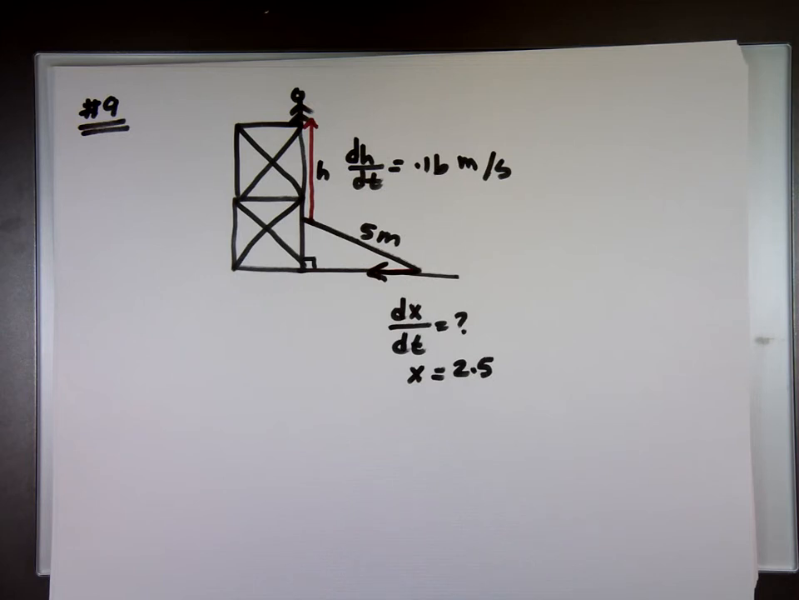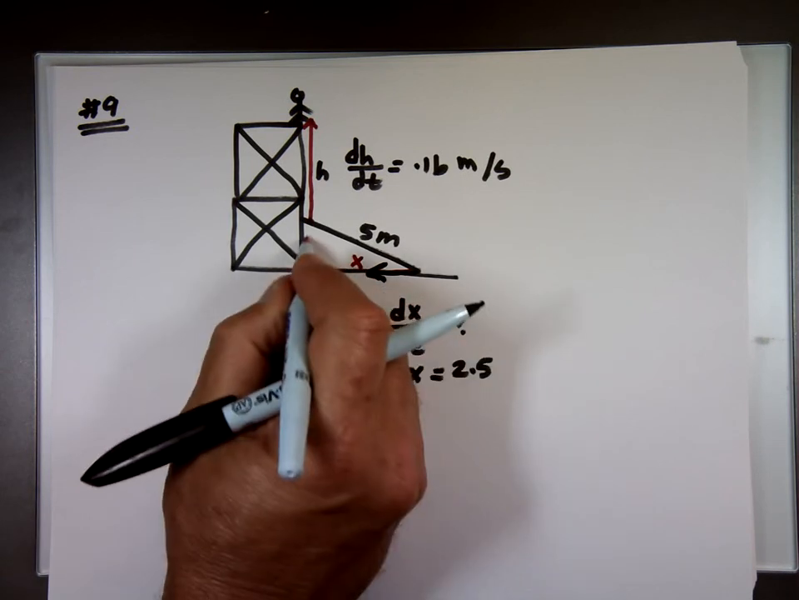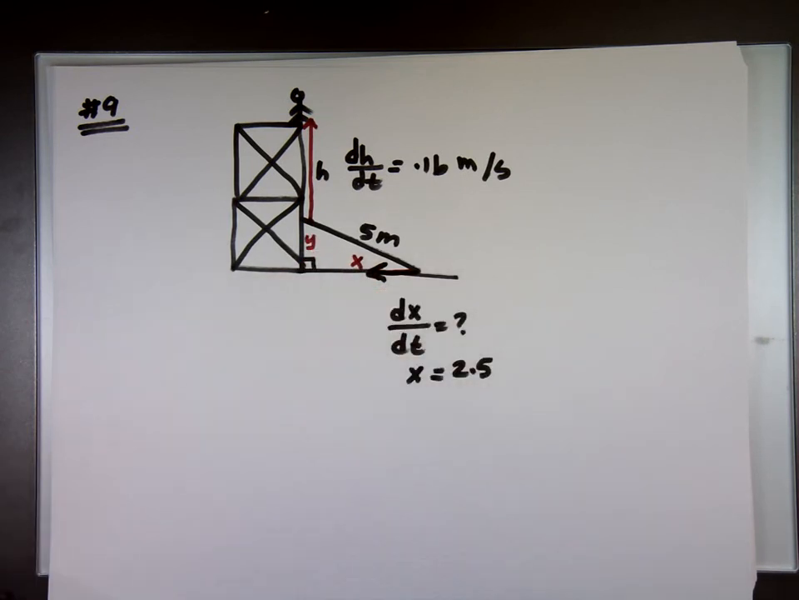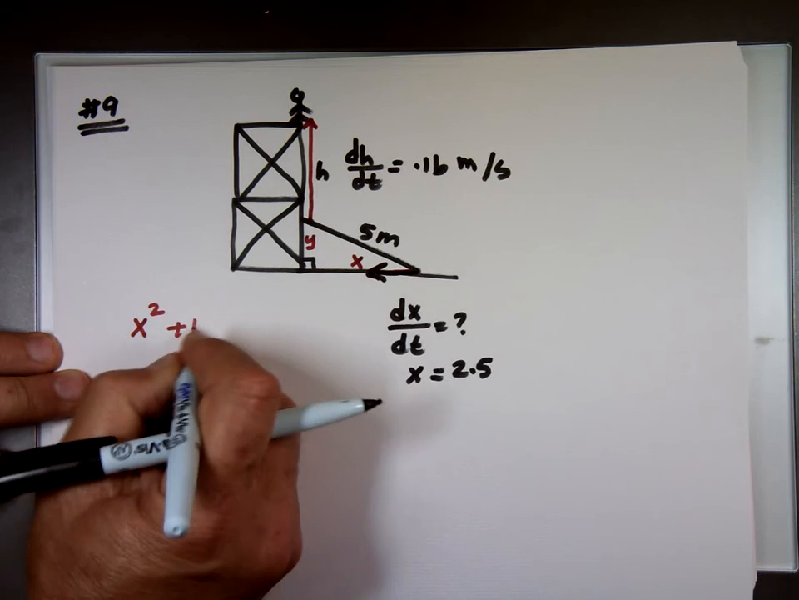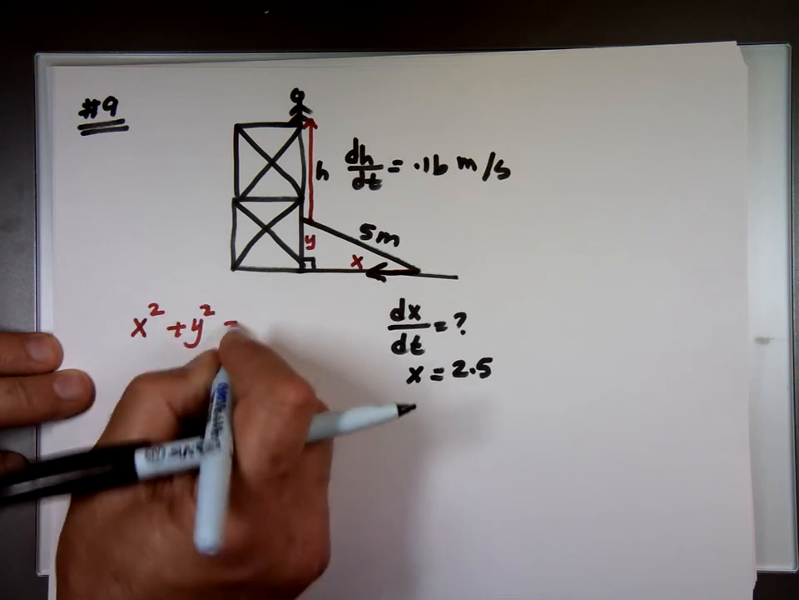Round the answer to 2 decimal places. Okay. The answer to this is going to be negative, by the way. Why negative? Shrinking, right? That distance is shrinking. So we call this distance x, and we call this distance y. Can we find a relationship between x and y? Yes. What rule? Pythagorean. Yep, the Pythagorean theorem. x squared plus y squared equals what? 5 squared, which is 25.